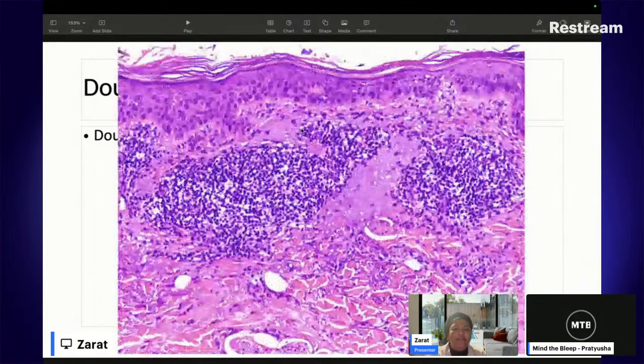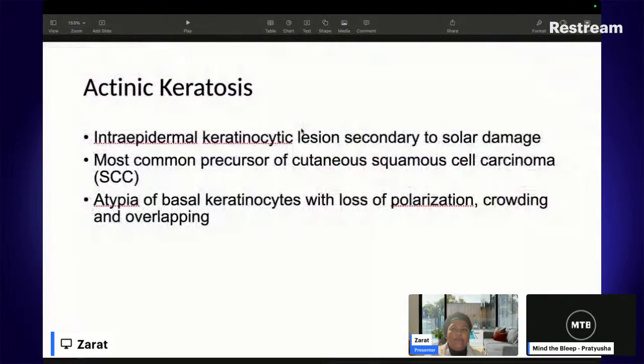I don't think it's benign, but there is an in-between benign and malignant where the cells can be atypical, but they're not malignant yet. So this is actinic keratosis, and this is the in-between that I was talking about. So it's a keratinocytic lesion. It is secondary to sun damage. So the sun damage is very important here because you cannot diagnose actinic keratosis if there is no sun damage. And it is a precancerous lesion. It's a precursor to squamous cell carcinoma, which you may have heard of.